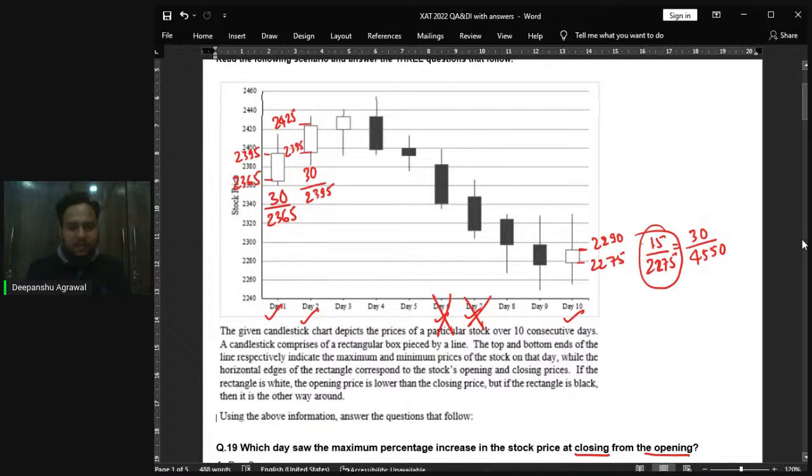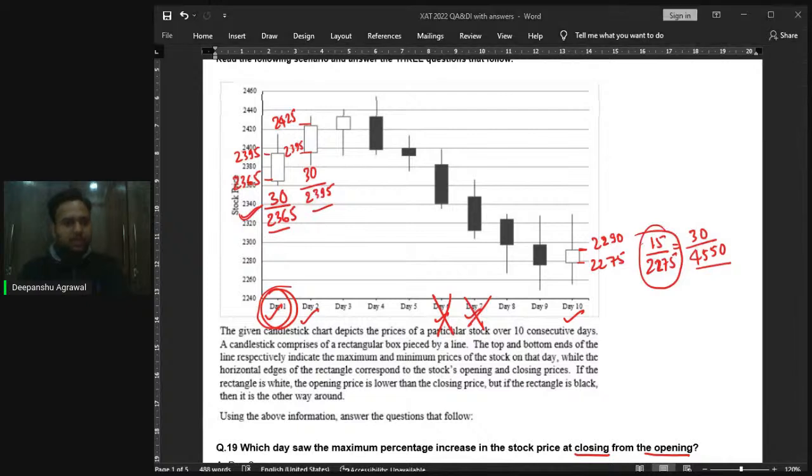We have to compare this, and this. So the least denominator, because all the numerators are same, will have the largest value, right? So that's why the answer is day one, right? Okay. All right, students. So I think this is done. Shouldn't we take the opening and closing prices? Yeah, right. I actually missed that. Sorry for that.